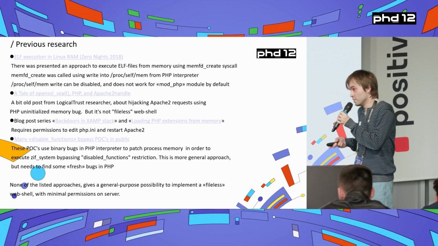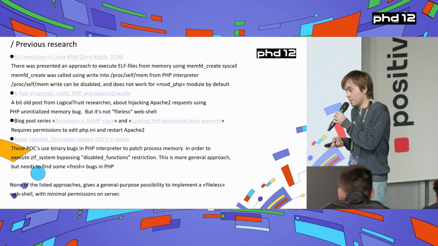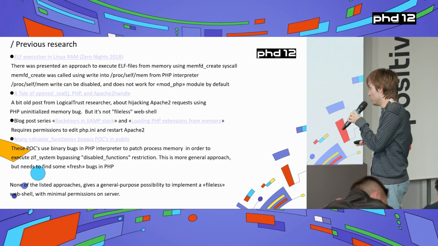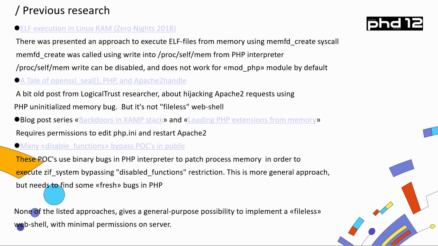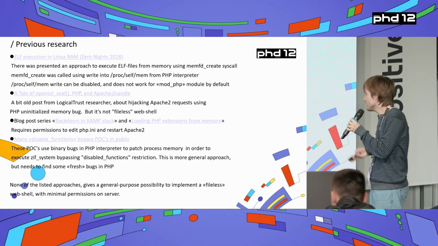It's a bit old and it requires a PHP uninitialized memory bug, but it's not a fileless web shell. And the problem here is that it requires permission to edit php.ini and restart Apache 2. Another point is that there are many disable_functions bypass POCs in public. These POCs use binary bugs in the PHP interpreter and patch process memory in order to execute system calls, bypassing restrictions. This is a more general approach, but needs to find some fresh bugs in PHP.